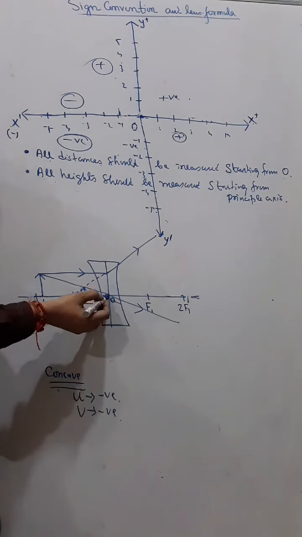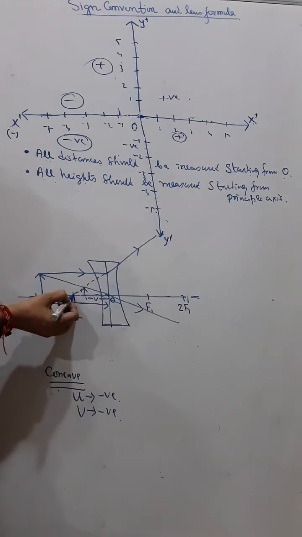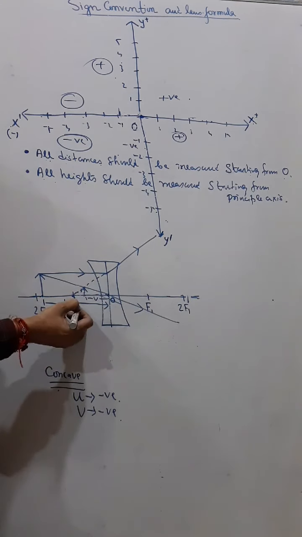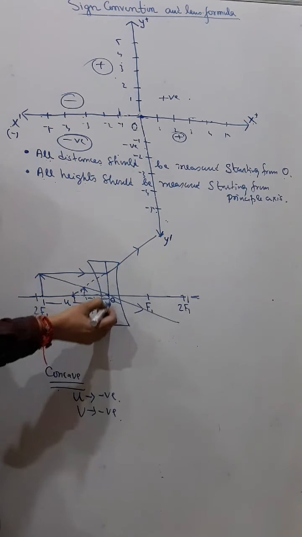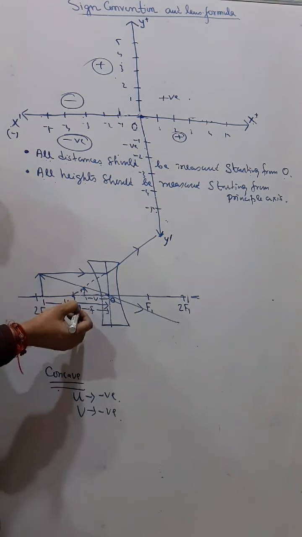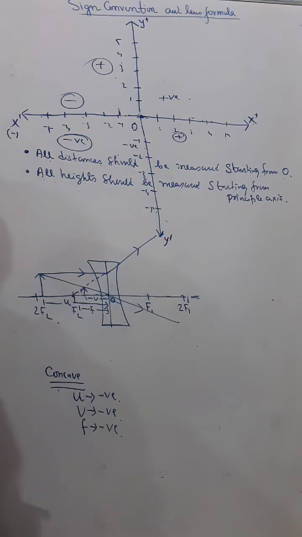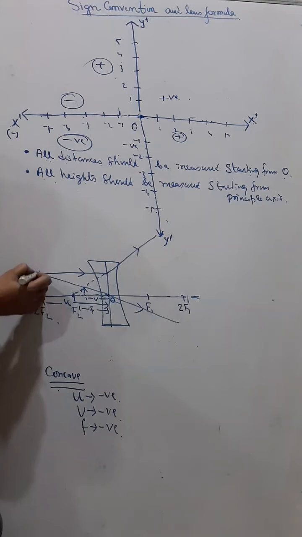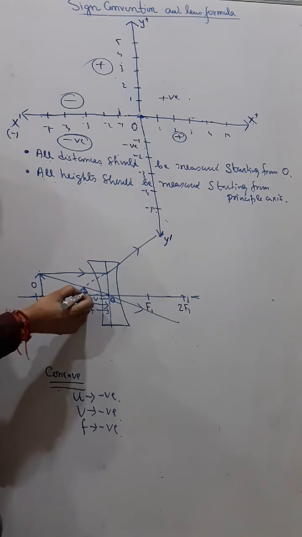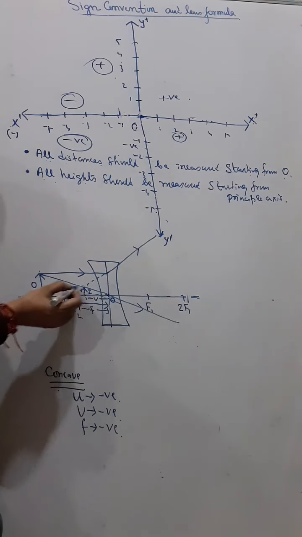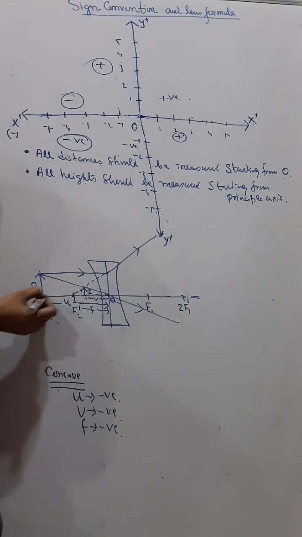So focal length, you can see here, this is the focus. Again, this is the focal length. Again, from O to this side, that is the focal length. So focal length is also negative, right? And then the size of the object and the size of the image. So this is the size of the image, the height of the image, and the height of the object.